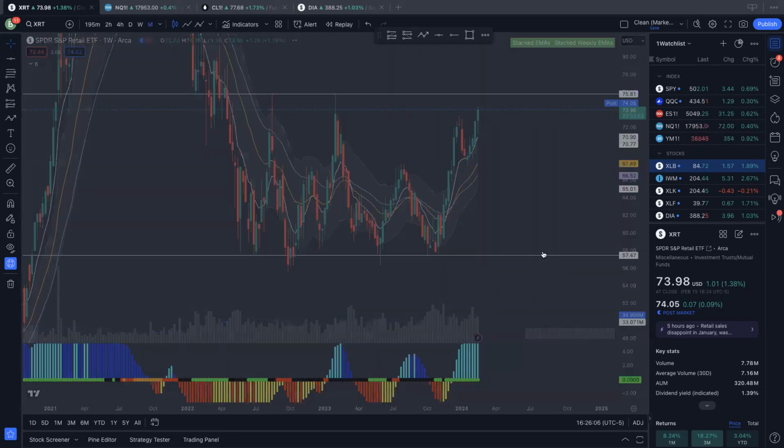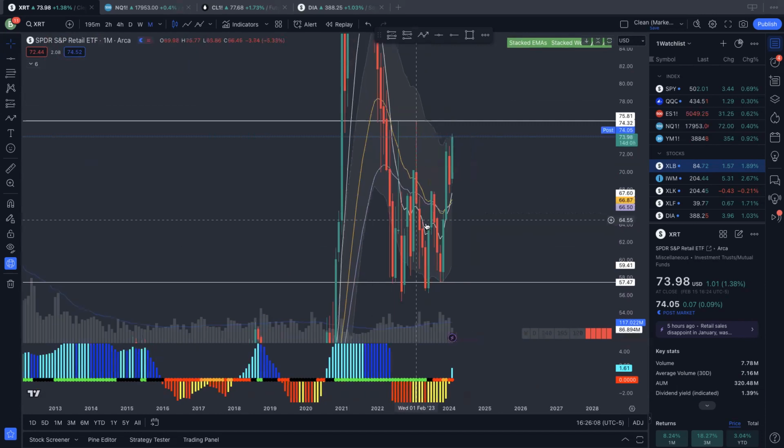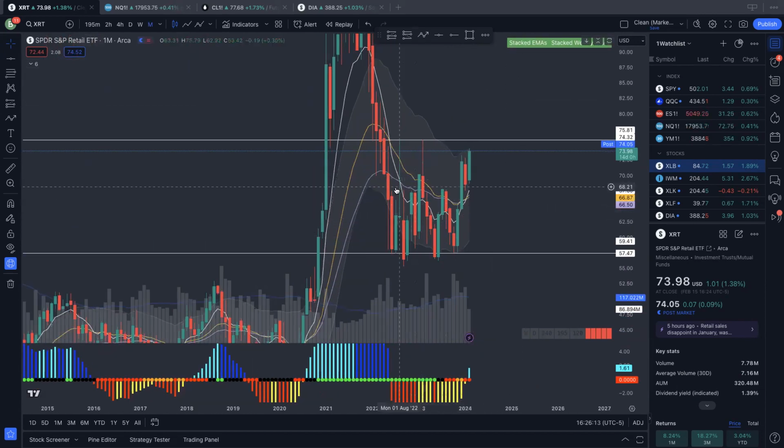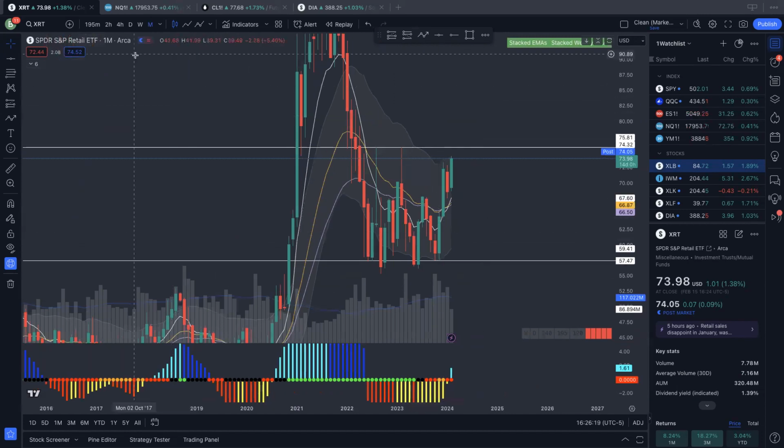So going really far out, you can see on the monthly chart, we had kind of a reversal. We couldn't get above these EMAs. We broke above them, closed above them, had a candle that held it, and was looking good so far.